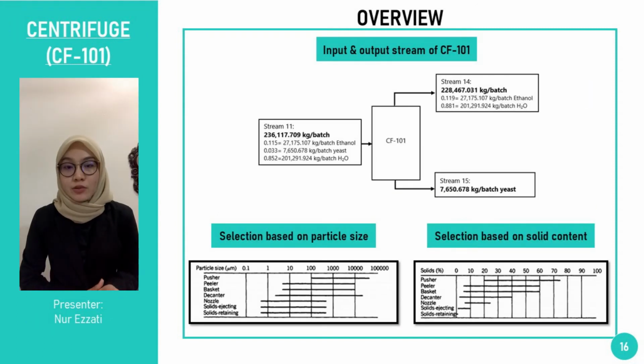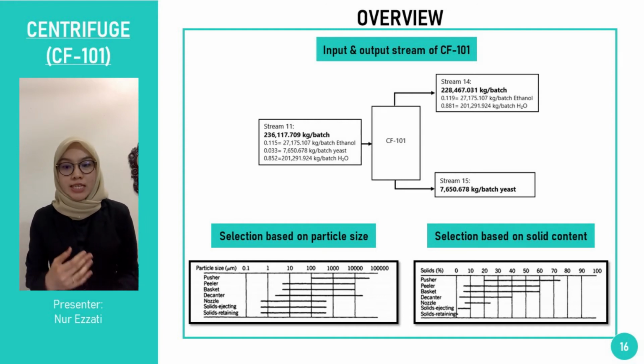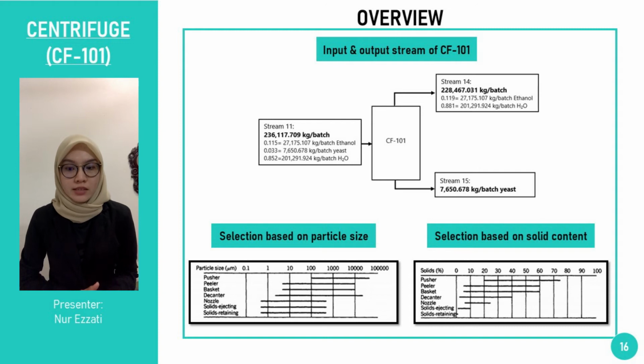Okay, next, I will be presenting my part in Chapter 9, which is the design of the centrifuge. Centrifugation is a process of separating materials with different densities. This process allows small particles or cells to be separated from liquid. Centrifugation can be classified into 2 types of mechanism, which are filtration and sedimentation centrifuge.